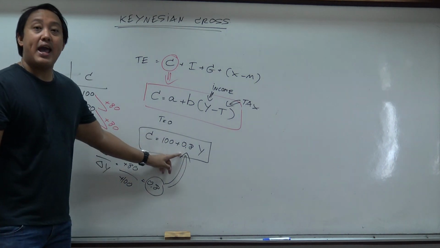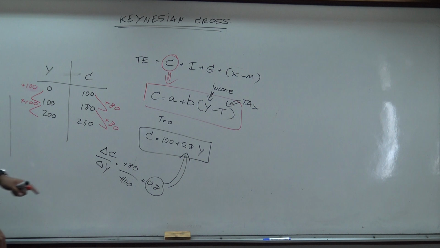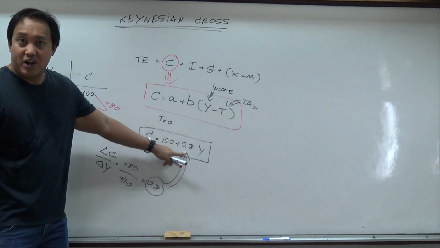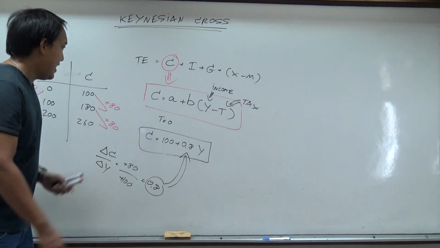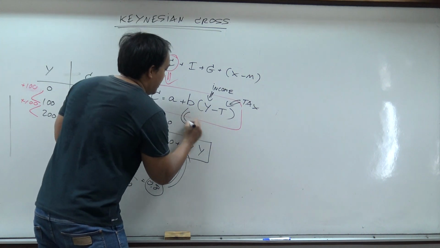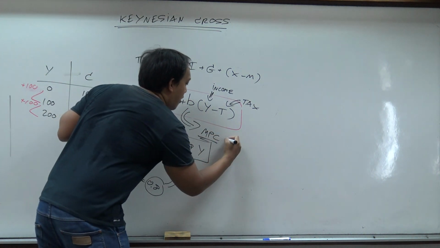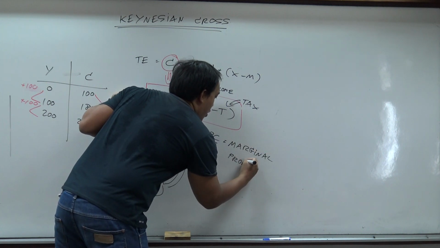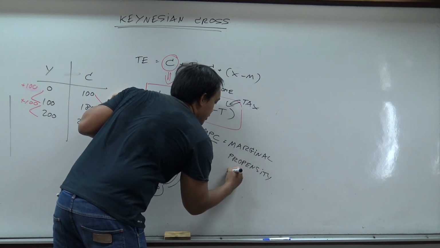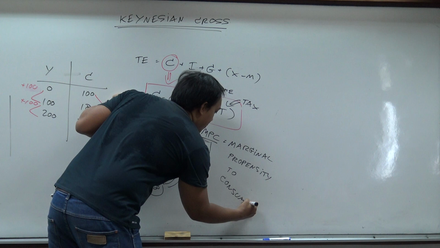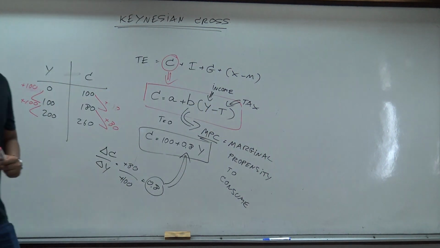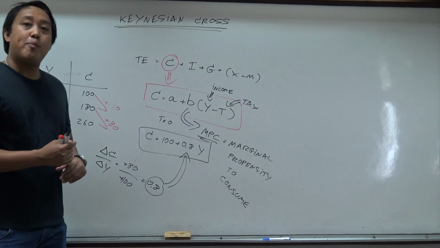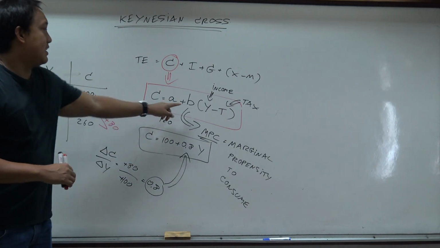So this one shows the behavior of the people in your country. B, or 0.8, shows the behavior of the people of your country on consumption. We have a name for it. We call B the MPC, or marginal propensity to consume. Again, marginal propensity to consume. This is the variable B.